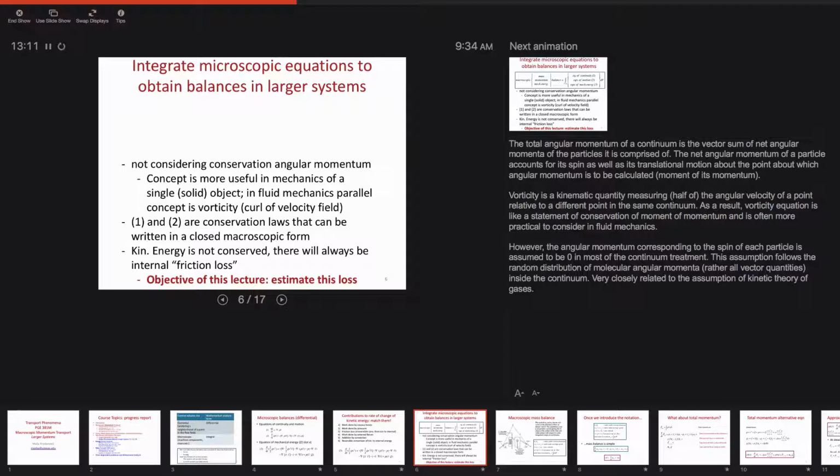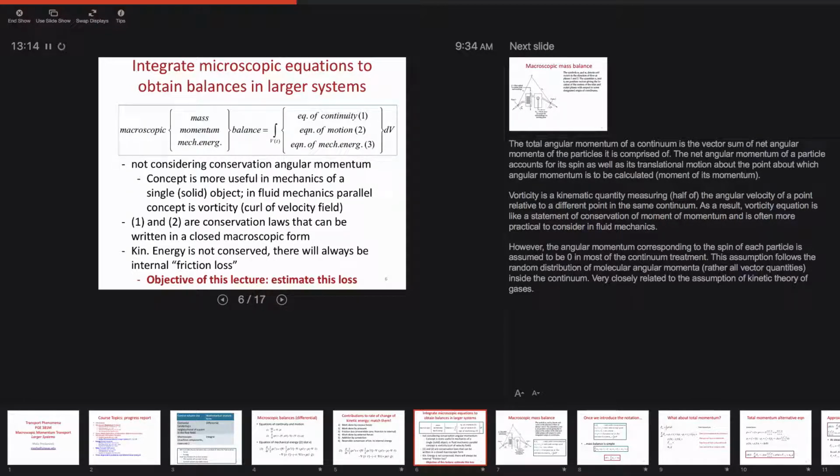Now, normally we have macroscopic balance. So we balance mass, momentum, and mechanical energy. And my expression of mass balance is the equation of continuity. My expression of momentum balance is the equation of motion. And this was the equation of mechanical energy. Now, we are not considering in this course conservation of angular momentum.